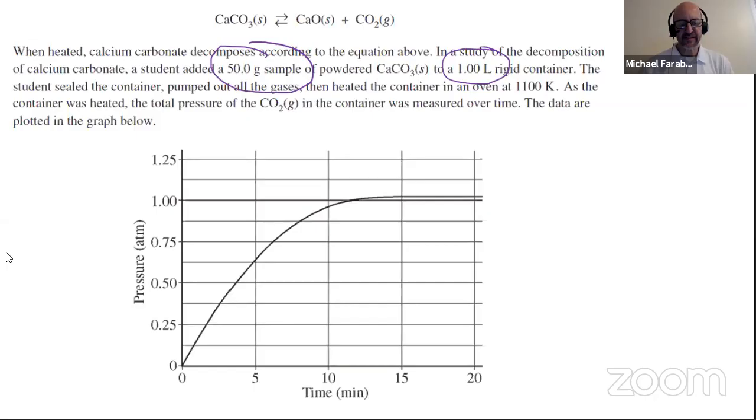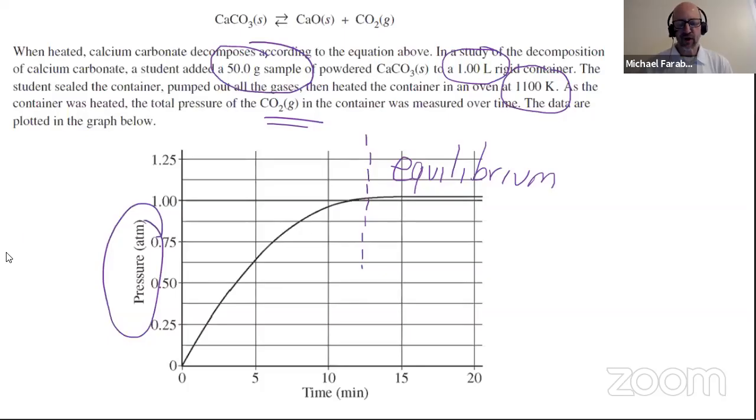The student sealed the container, pumped out all of the gases, and then heated the container in an oven at 1100 Kelvin. So the total pressure that we're looking at is the pressure of the CO2 that's being formed. And it looks like right about here, somewhere between 10 and 15 minutes, that would be when equilibrium has been achieved. Because at that point, the pressure, not the concentration, because we're measuring pressure here, but the amount of CO2 did not continue to increase, but rather leveled off and remained constant over time.